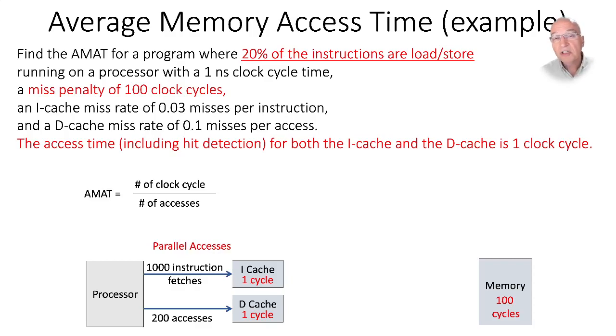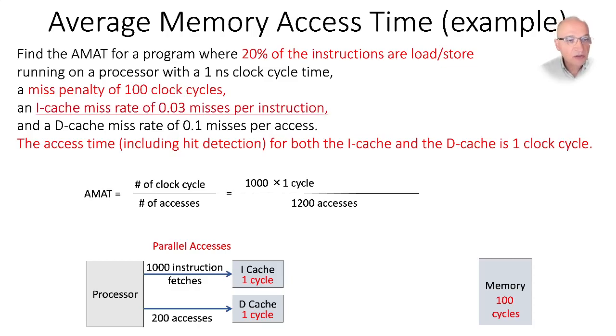The accesses to those are in parallel, because remember that I can access the D-cache in the memory stage of an instruction while fetching another instruction from the I-cache. So what I have is 1,200 accesses. I have 1,000 times 1 cycle instruction fetch access. Note that it's not 1,200 times 1 cycle, because the 200 accesses to the D-cache happen in parallel with the 1,000 accesses to the instruction cache.